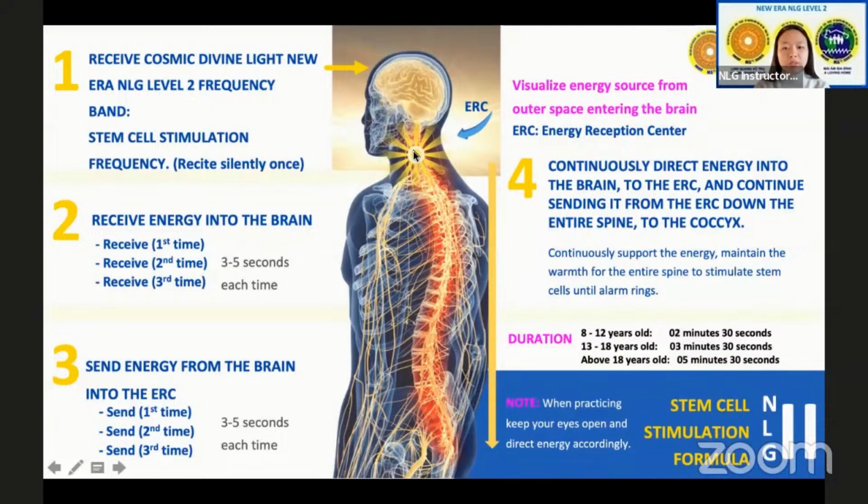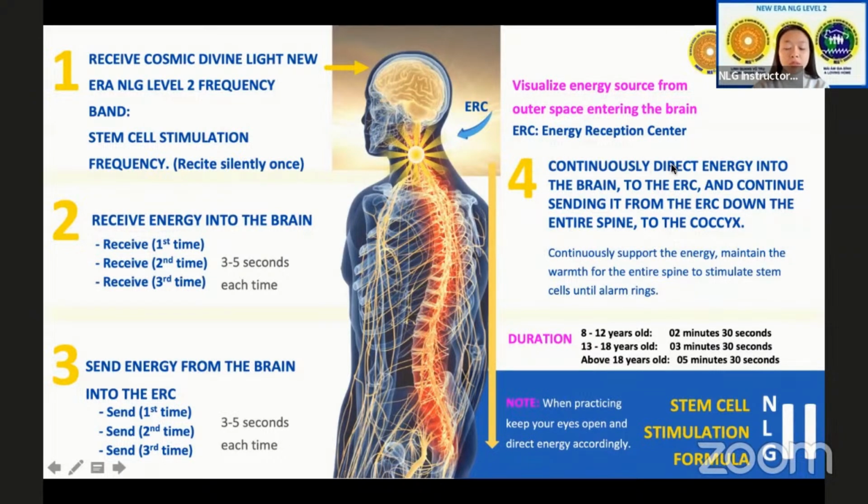And then after that, step 3, send energy from the brain into the ERC. So the ERC is basically the energy reception center. If you've completed level 1, then you would know exactly what it is, and I will not explain too much about that anymore. So send first time, send second time, and send third time with 3 to 5 seconds of delay in between.